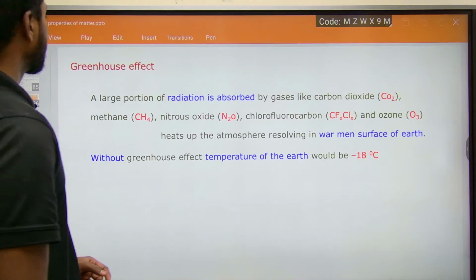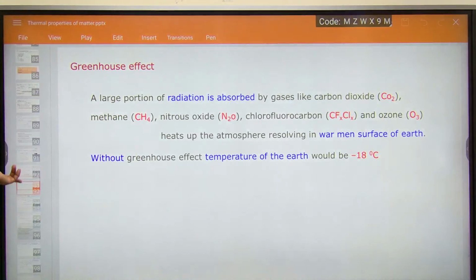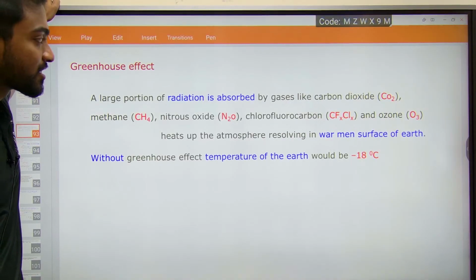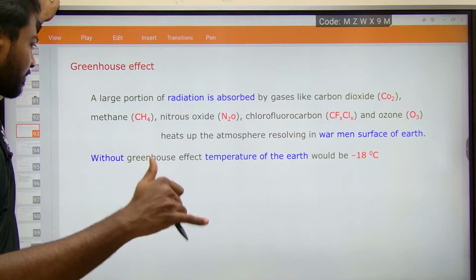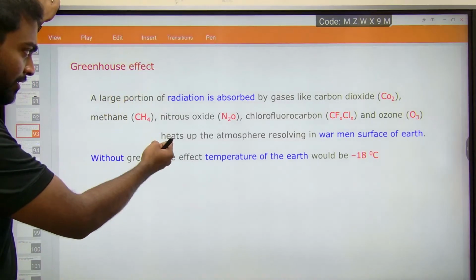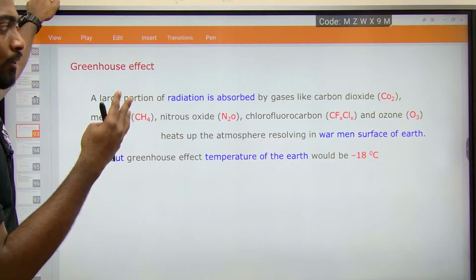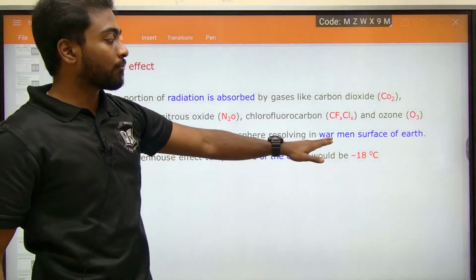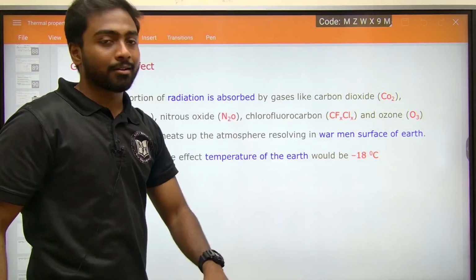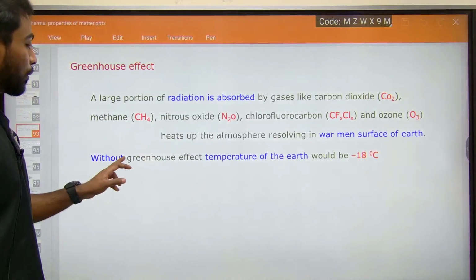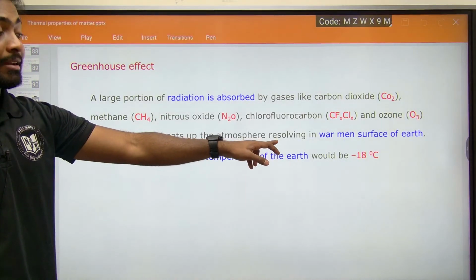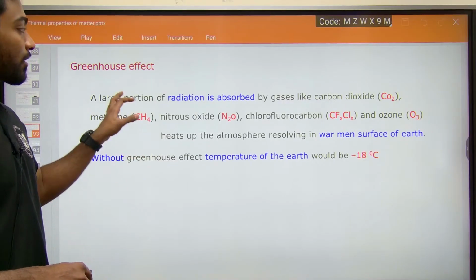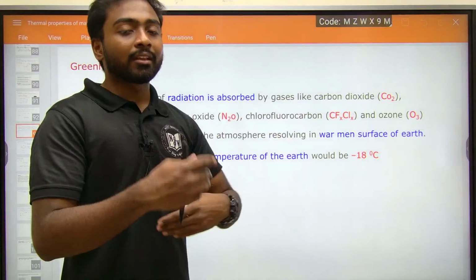Done. So, greenhouse effect. A large portion of radiation is absorbed by gases like carbon dioxide, methane, nitrous oxide, chlorofluorocarbons and ozone. This heats up the atmosphere, resulting in a warmer surface of the Earth. Without the greenhouse effect, the temperature of Earth would be minus 18 degrees Celsius. Because of the greenhouse effect, everything is controlled.